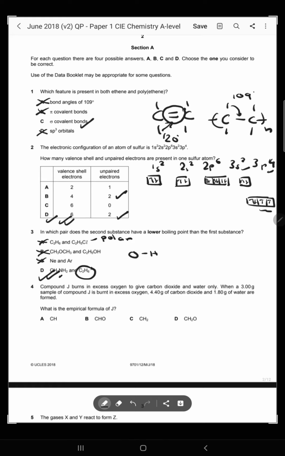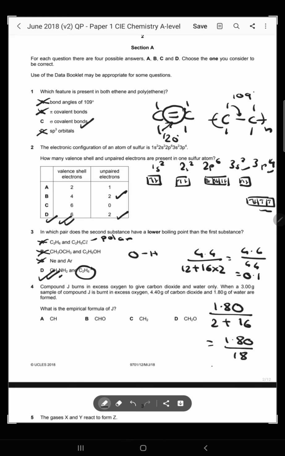I should probably write it somewhere else. It might get a bit messy. So carbon dioxide is 4.4 divided by 12 plus 16 into 2. That's 4.4 divided by 44. You have 0.1 moles of carbon dioxide. 1.8 grams of water, which is 2 plus 16, 1.8 divided by 18, which is 0.1 moles of water.